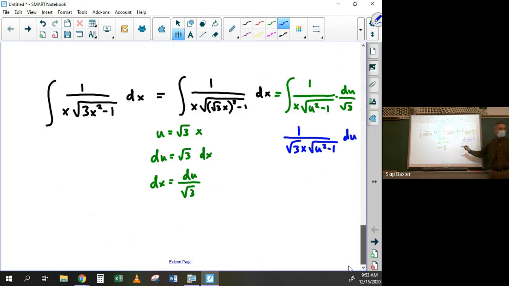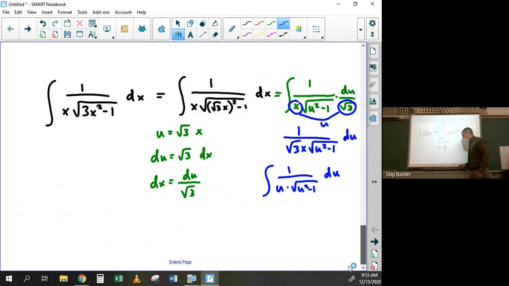Yeah, okay. Does everybody see what he's saying? He's saying if you take this radical 3 and this x, that actually equals u if you put them together. That's right here. So this is really the integral of 1 over u times the square root of u squared minus 1 du. I was going to do something similar. What I was going to do is replace this x. If u is radical 3x, then x is u divided by radical 3.